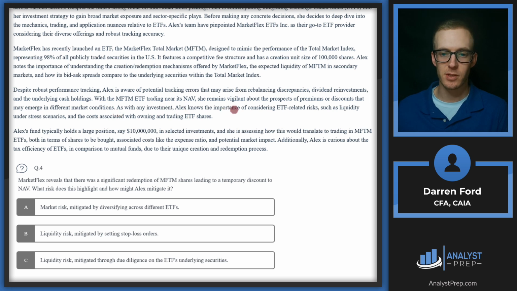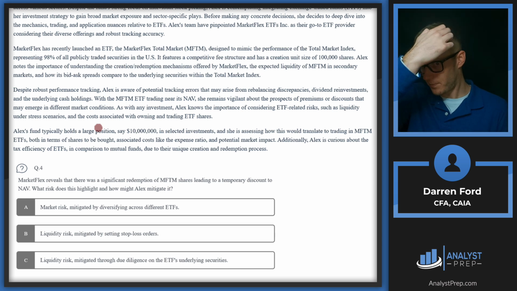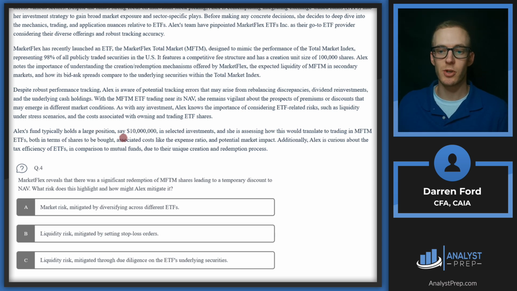As with any investment, Alex knows the importance of considering ETF-related risks such as liquidity under stress scenarios and the costs associated with owning and trading ETF shares. Alex's fund typically holds a large position, say $10 million, in selected investments, and she is assessing how this would translate to trading in MFTM ETFs, both in terms of shares to be bought, associated costs like the expense ratio, and potential market impact. Additionally, Alex is curious about the tax efficiency of ETFs in comparison to mutual funds due to their unique creation and redemption process.